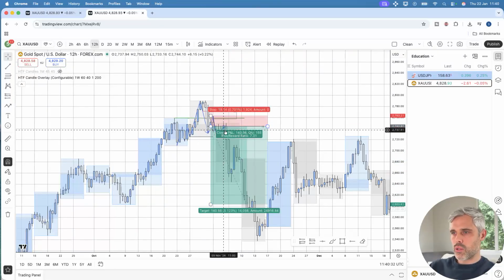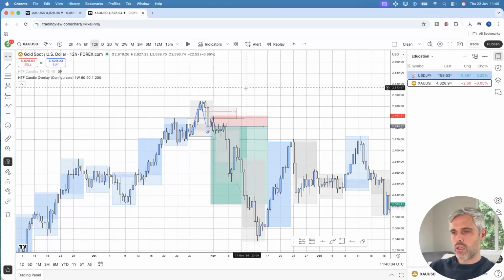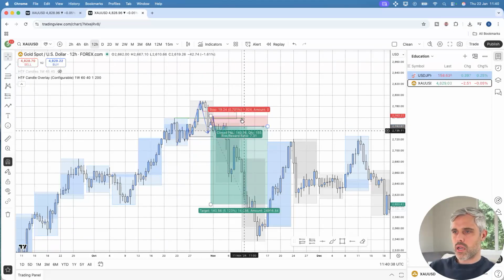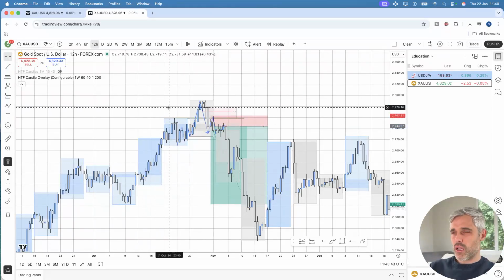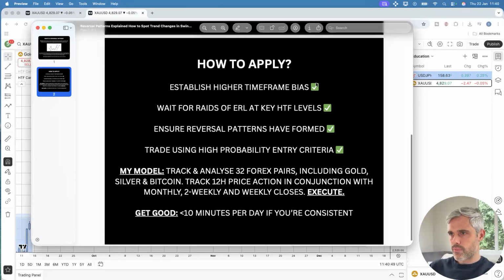So this is how you use two different things. One, structure shifts, and two, order flow shifts. Once you can start to time these around the right context on the higher time frames, you can absolutely kill it as a trader. Now, how do you apply this consistently?